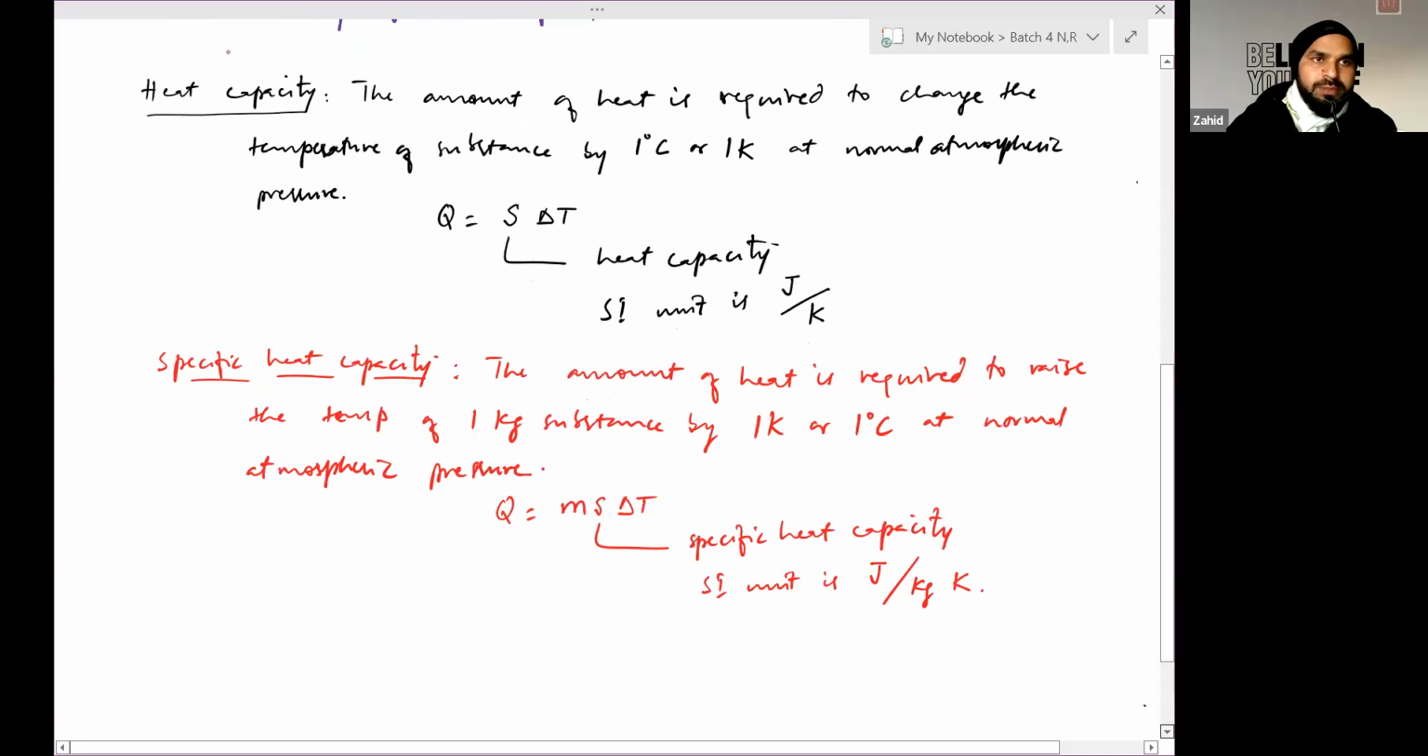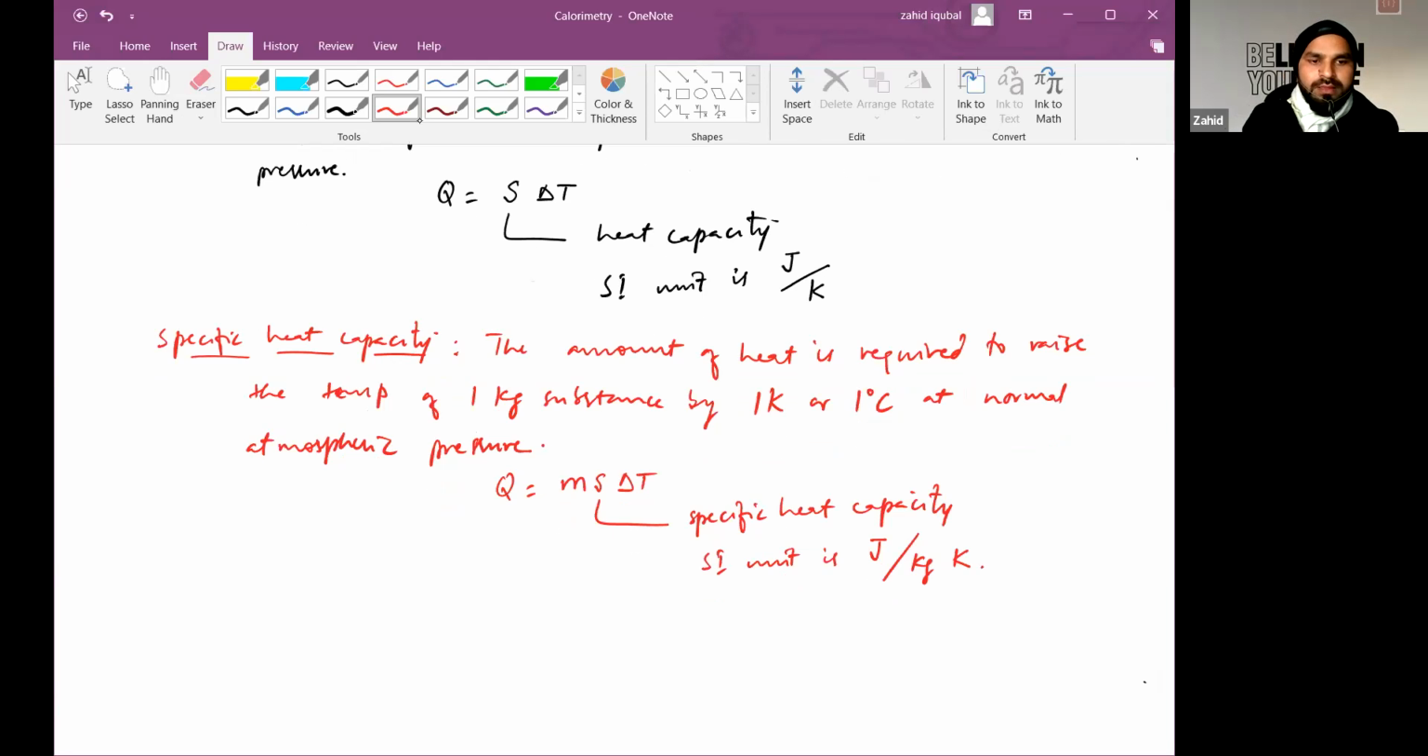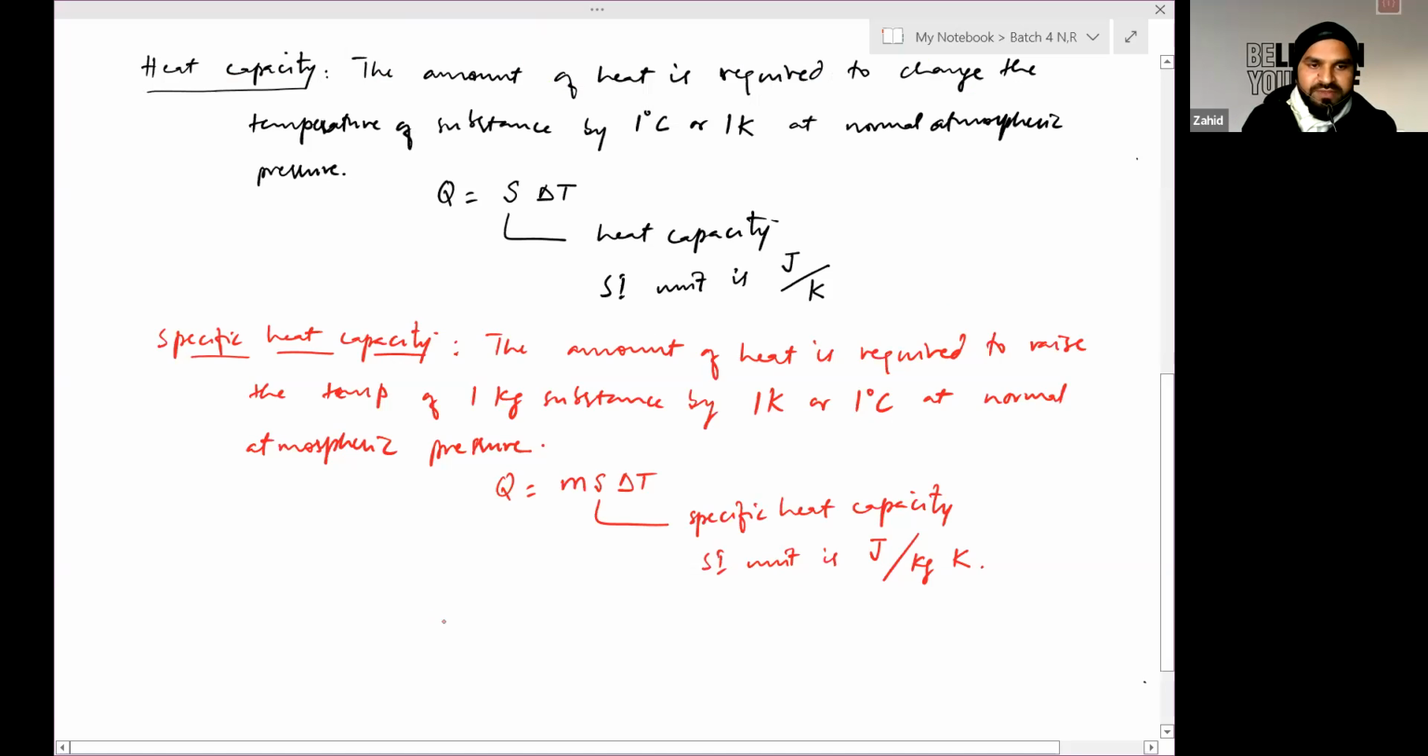Now, for calculation purposes, you must remember some terms. First is the specific heat capacity of water. It will be 1 calorie per gram per Kelvin. 1 calorie equals 4.186 joule.